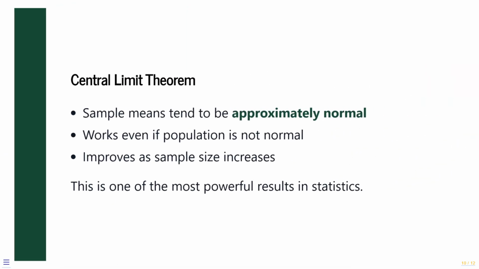Another major reason is the central limit theorem. This remarkable result tells us that sample means tend to follow an approximately normal distribution as the sample size increases, even if the original population is not normal. This is incredibly powerful because it allows statisticians to use normal-based methods in a wide variety of situations. We will study the central limit theorem in more detail in a later video.